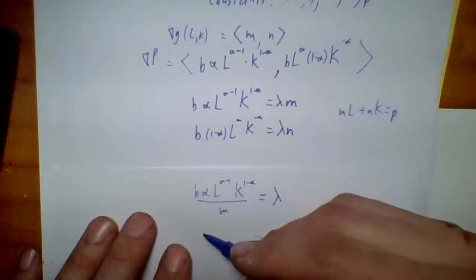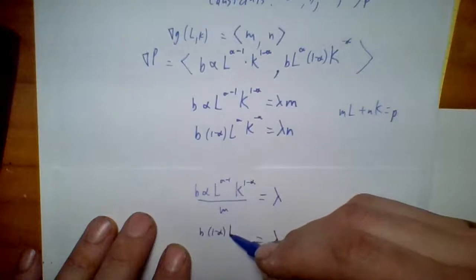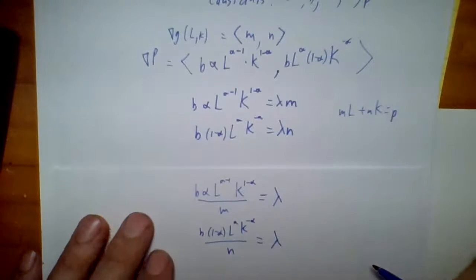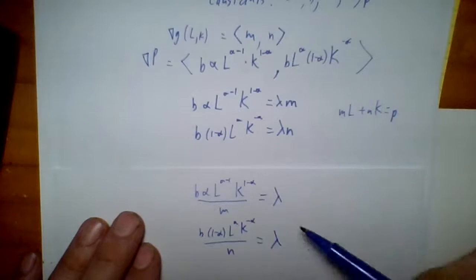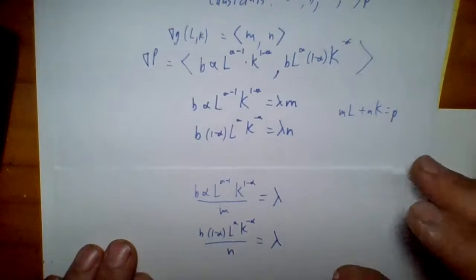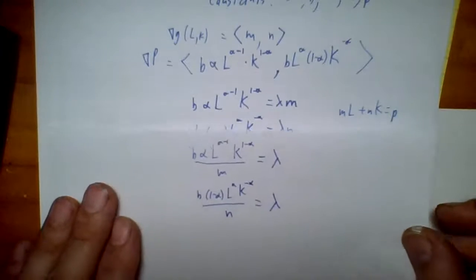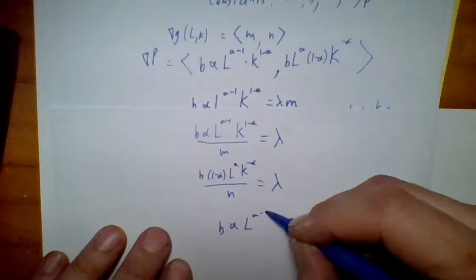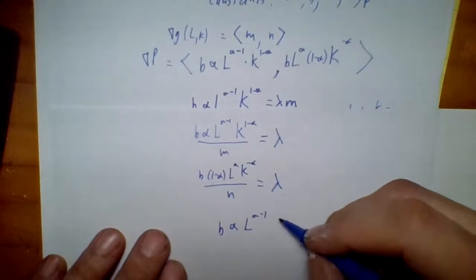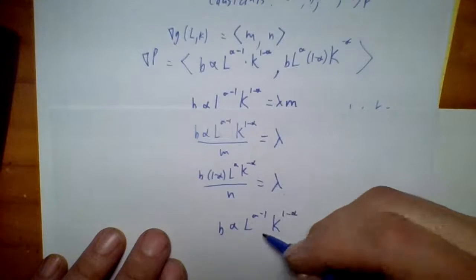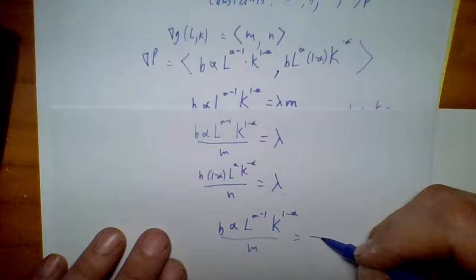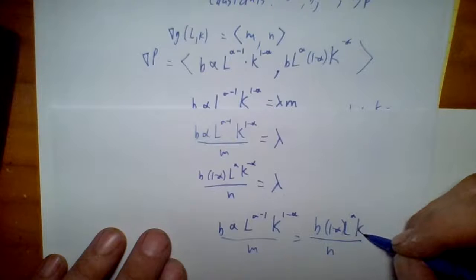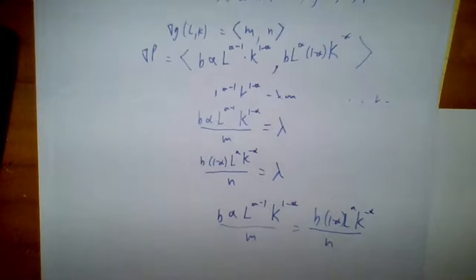And from the other equation, this over N equals lambda also. So these two things have to be equal to each other. That's kind of a substitution, or set these two things equal. And so this becomes B alpha, L to the alpha minus 1, K to the 1 minus alpha over M equals B 1 minus alpha, L to the alpha, K to the minus alpha over N.